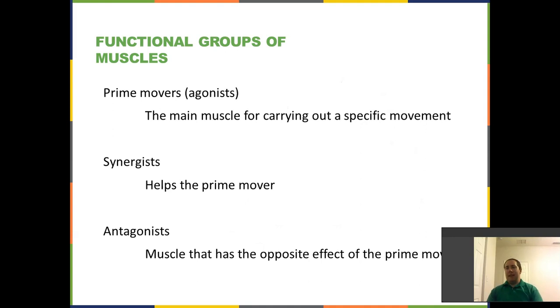In most cases, skeletal muscles come in pairs. If I want to move my body this way, I also need to move my body that way. And so there's going to be one muscle that moves it this way. That's my bicep. There's going to be a muscle that moves it this way. That is my tricep.